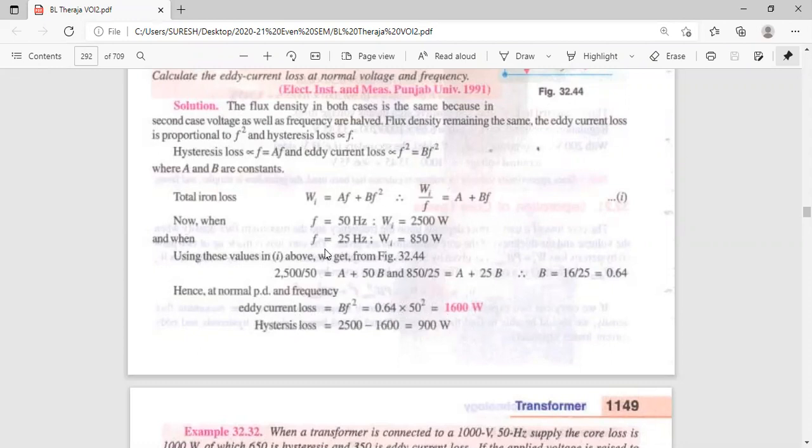If you want hysteresis loss, we know the formula: WI is equal to WH plus WE. We know total iron loss and eddy current loss. The total iron loss minus eddy current loss will give hysteresis loss. Otherwise, we can calculate A and multiply A with frequency. We'll get hysteresis loss. That's all about the problem. Similar types of problems, both the previous problem and this. Take down the answer. If you are stuck, you can ask me.